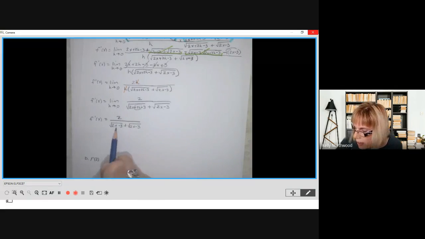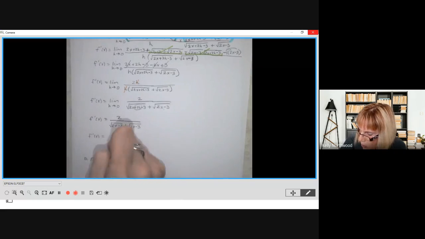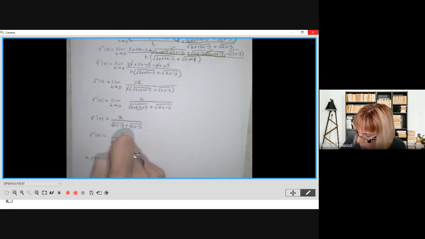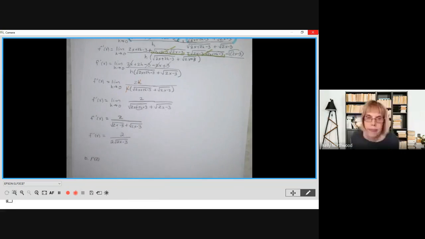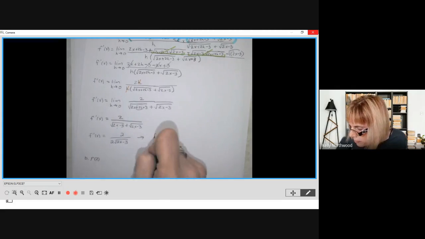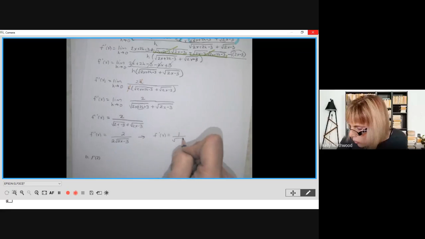So really, I'm adding 2 of the exact same thing in the denominator. So another way to write the denominator is 2 root 2x minus 3's. Which means that I can reduce this as 2 over 2, which is 1, over root of 2x minus 3.